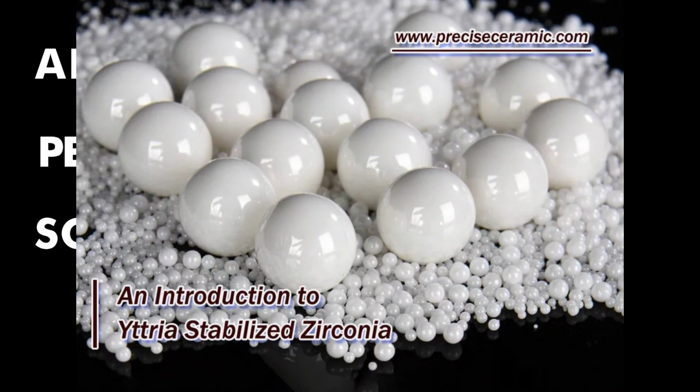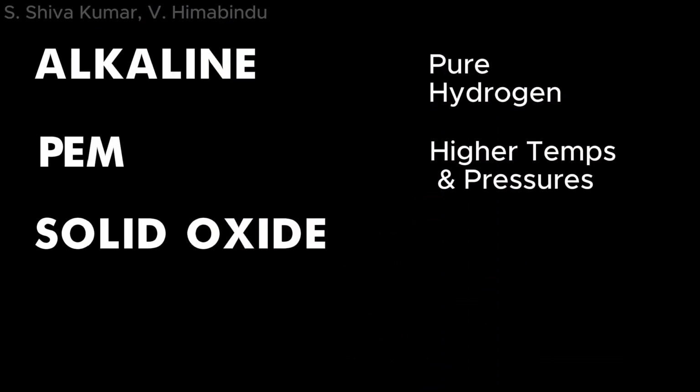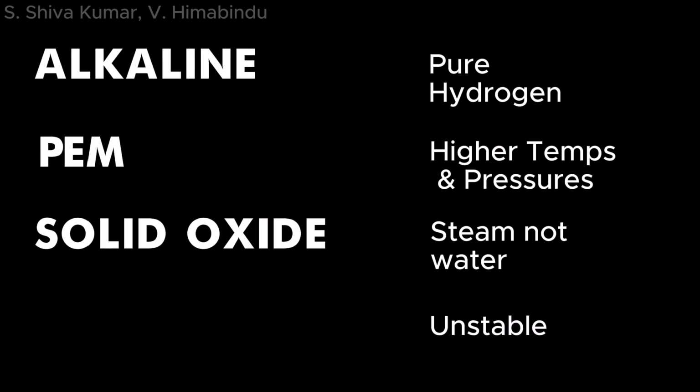Thirdly, solid oxide electrolysis utilizes solid oxide materials. The electrodes in this method are special ceramic conductors made of nickel or yttria stabilized zirconia, which more efficiently produces ultra-pure hydrogen but requires higher temperatures and pressures, utilizes water in the form of steam, is unstable, and the resulting hydrogen degrades pretty quickly.